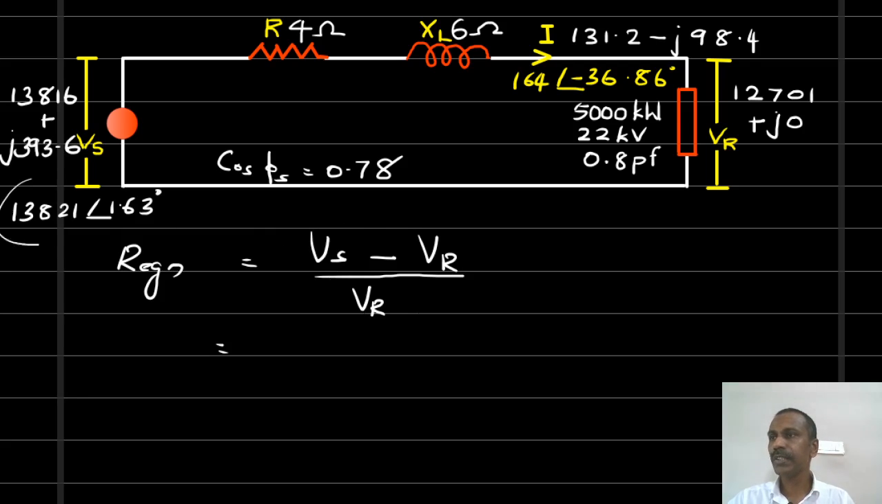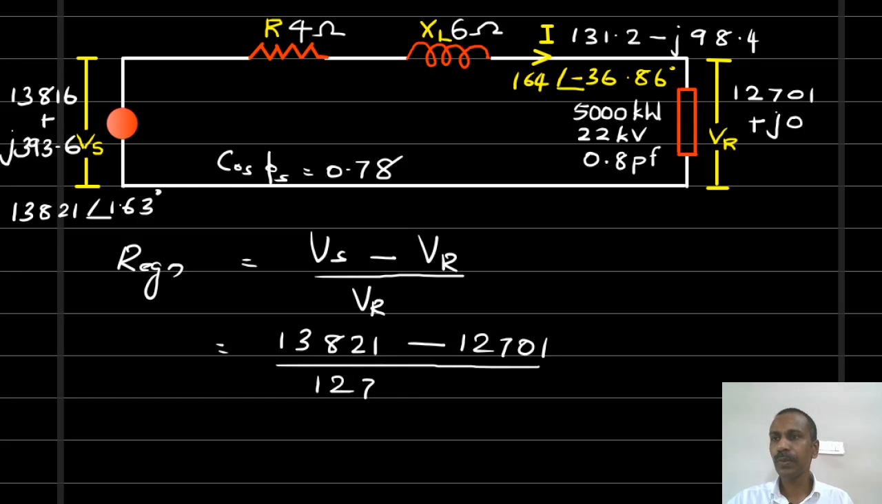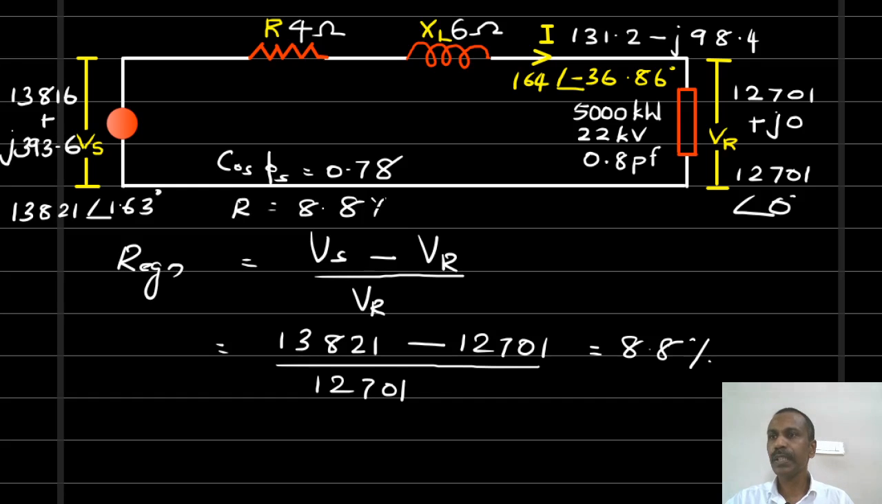The sending end voltage is 13821 minus the receiving end voltage 12701 divided by 12701. This is equal to 8.8%. You should know this can also be written as 12701 angle 0 because this is the reference quantity. So regulation is equal to 8.8%.